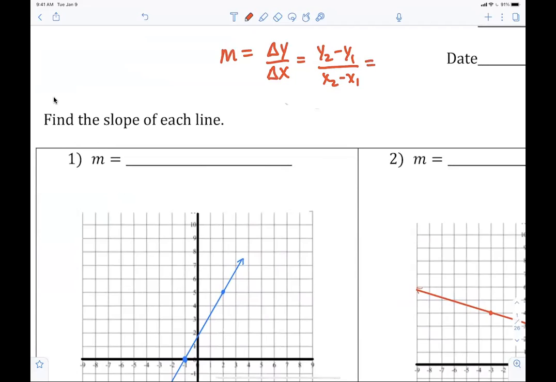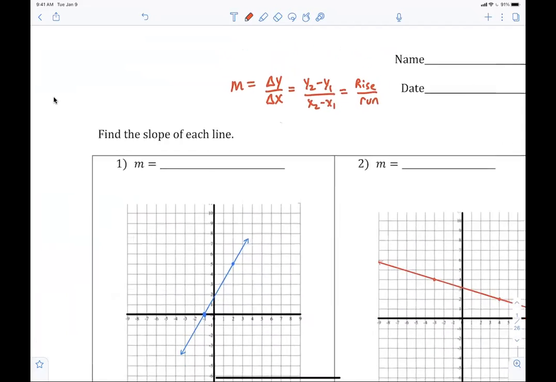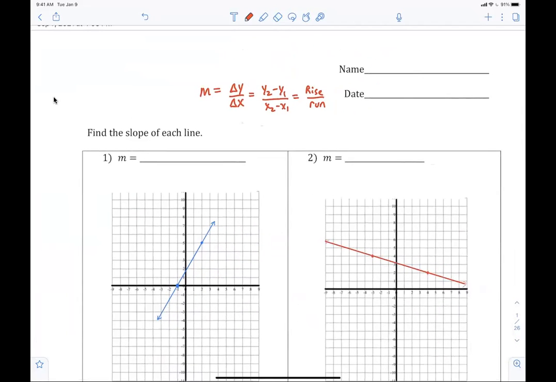Some of your math teachers in the future will say rise over run. I don't really like that, but that's what they will be telling you. I just simply say the slope is the change in y over the change in x. Very important. Now, if you recall last year, I asked you to remember that you're reading the slope from left to right. You're reading the slope from left to right.